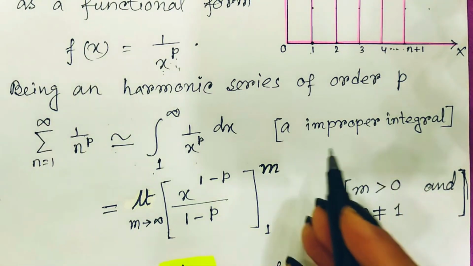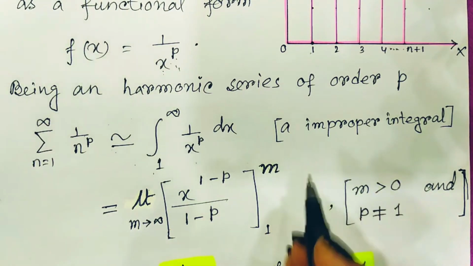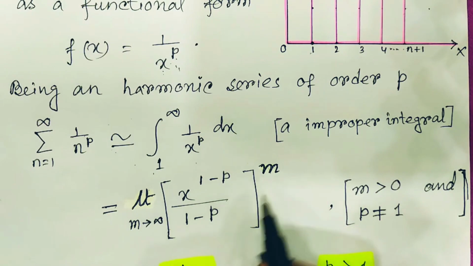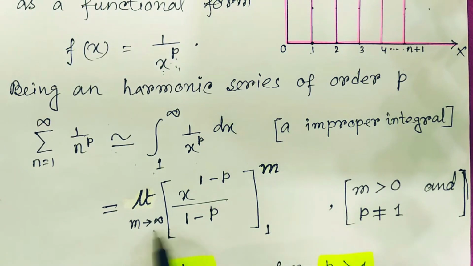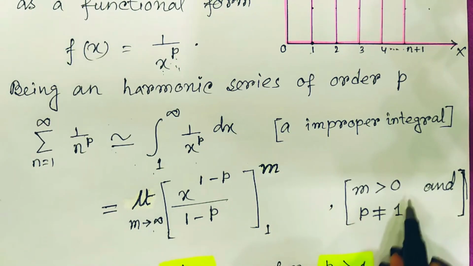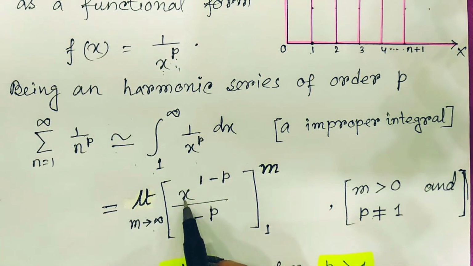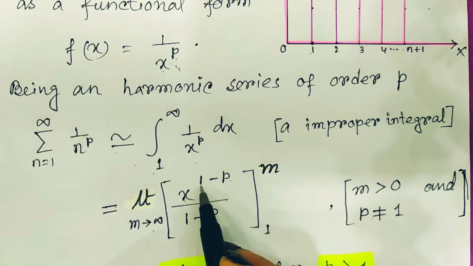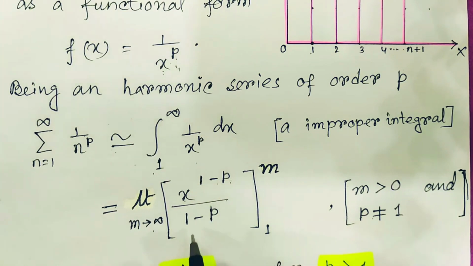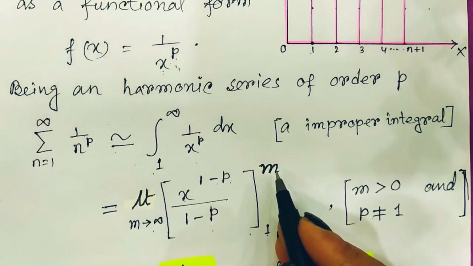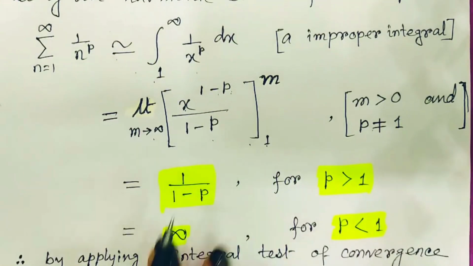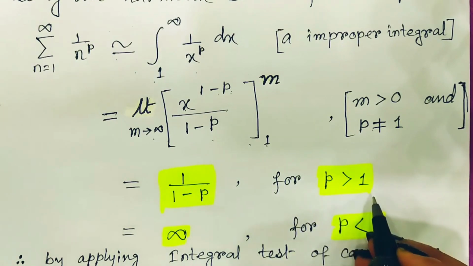We know how to solve an improper integral. For an improper integral we consider a value m where m tends to infinity, with m greater than 0 and p not equal to 1. The integration gives x to the power of (1 minus p) divided by (1 minus p), with limits from 1 to m. Now we substitute the corresponding limits when the p value is greater than 1.